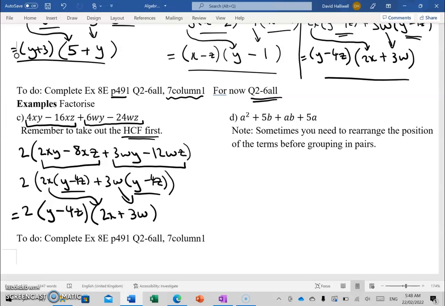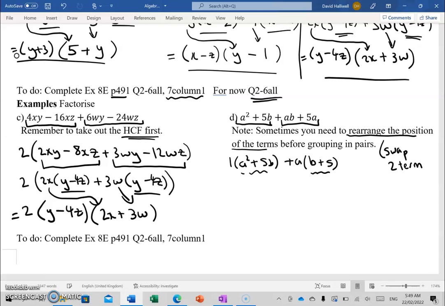Okay, sometimes we hit a bit of a problem in our road for factorizing. So for example, this example here, for the first pair there is no highest common factor other than 1. So all I can do for the first pair is take out a 1. Second pair I can take out a, I've got b plus 5. And you'll notice that this bit isn't the same as this bit. So I'm stuck. Sometimes that happens. And when that happens, what you need to do is rearrange the position of the terms. You just need to swap 2 terms.